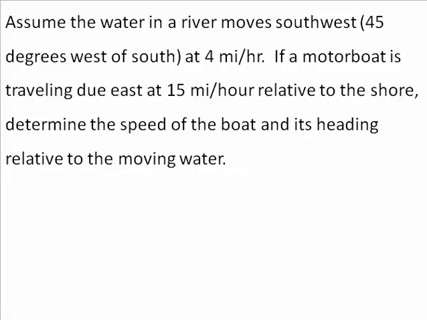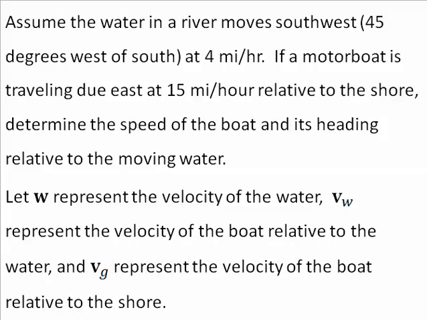Assume the water in a river moves southwest at 4 miles per hour. If a motorboat is traveling due east at 15 miles per hour relative to the shore, determine the speed of the boat and its heading relative to the moving water. Let w represent the velocity of the water, v sub w represent the velocity of the boat relative to the water, and v sub g represent the velocity of the boat relative to the shore.